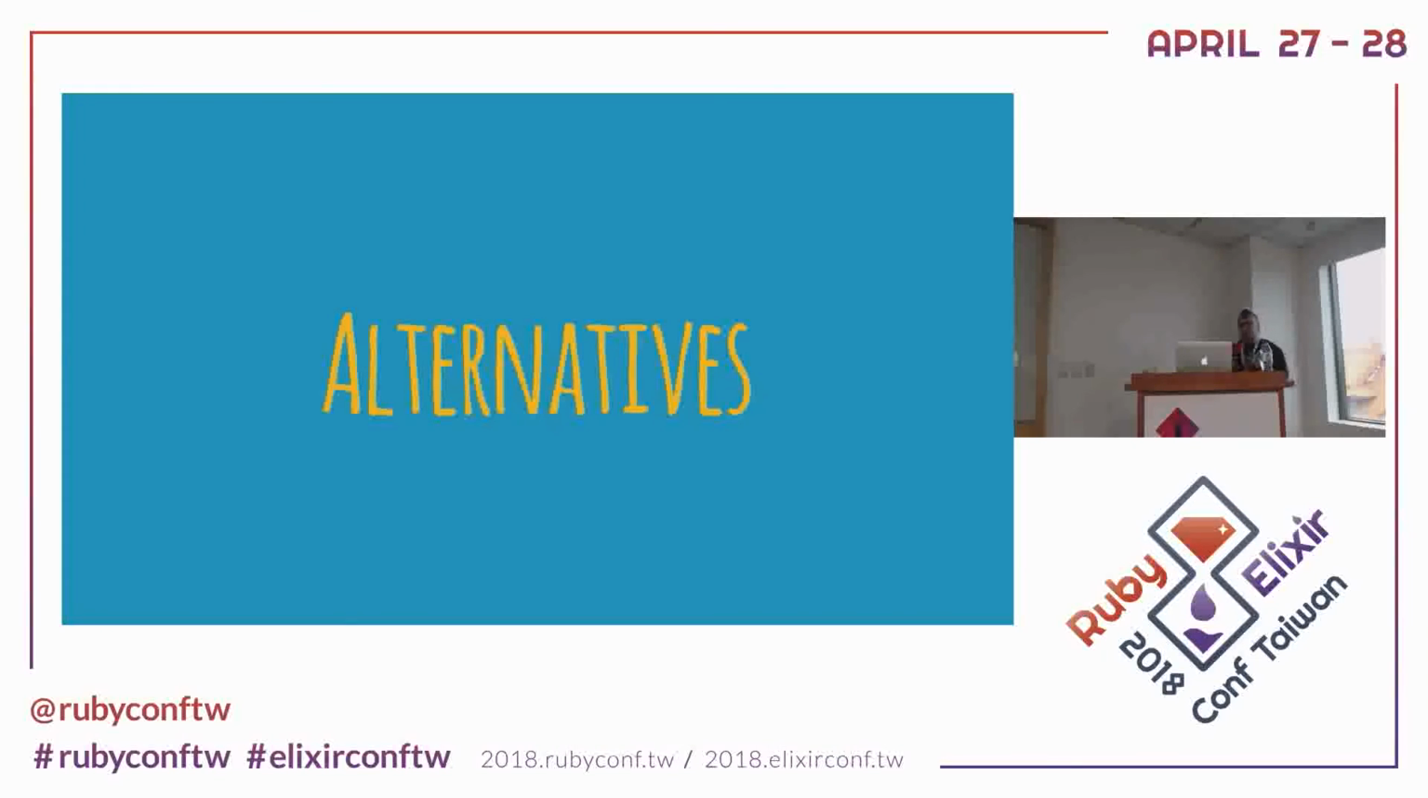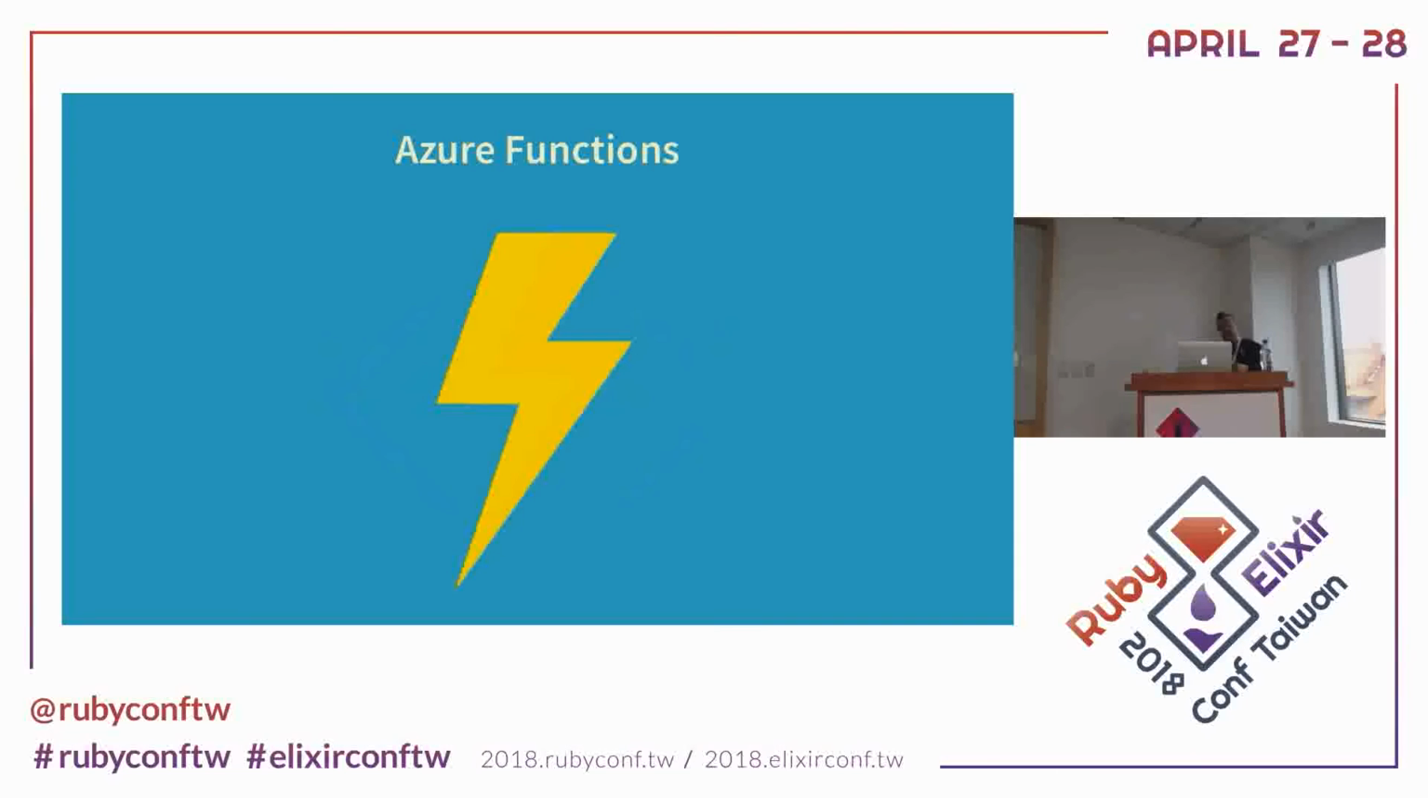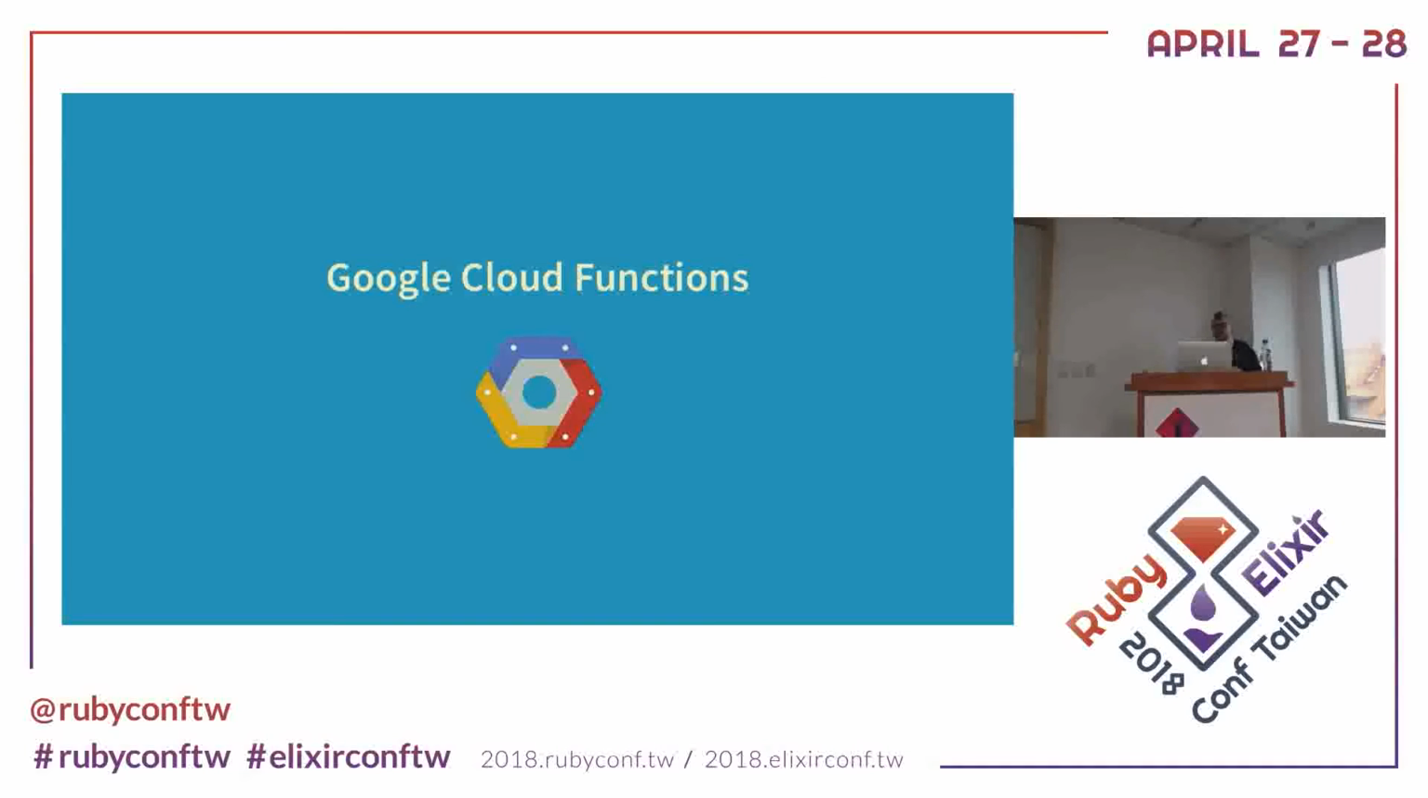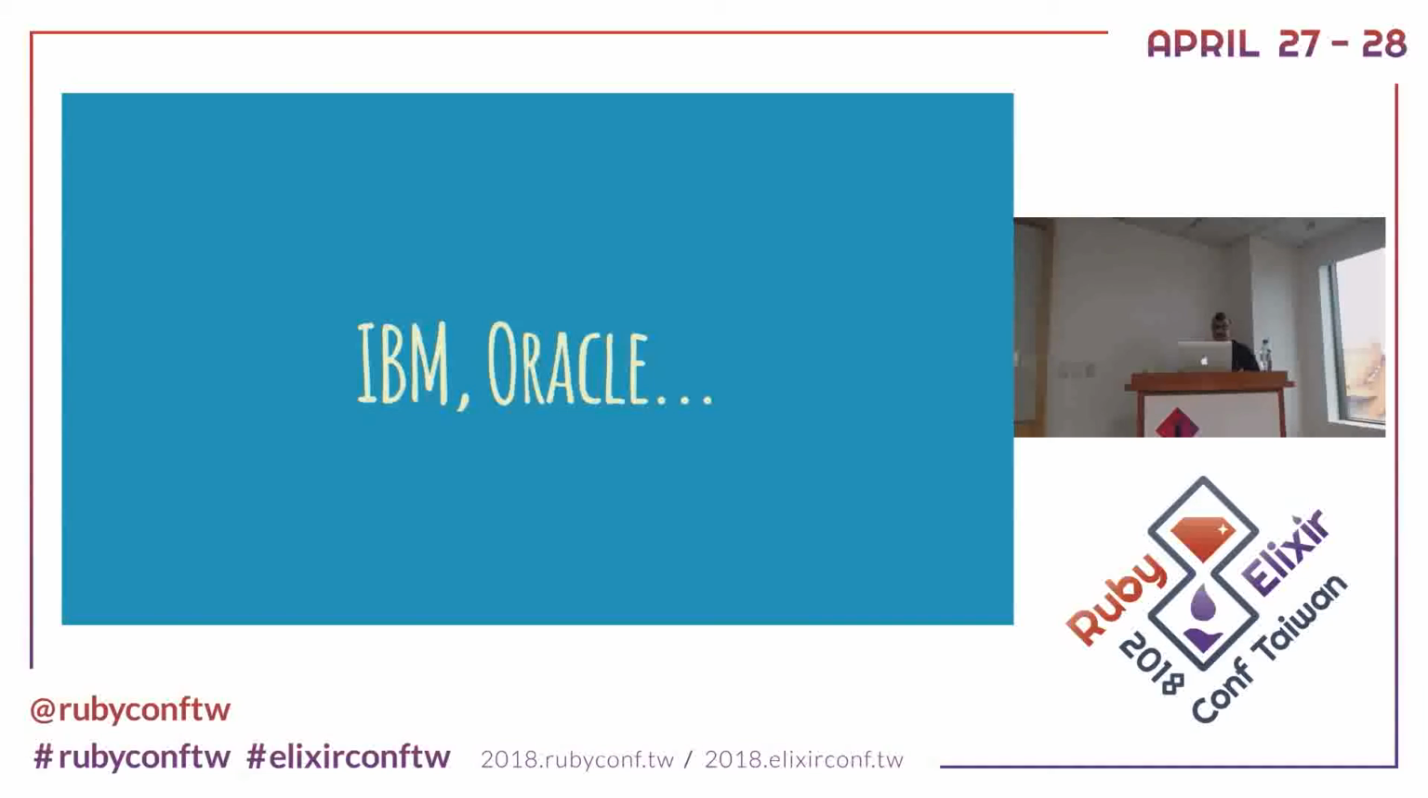So I talked a lot about Lambda, but Microsoft's got Azure Functions that has similar language support. However, not that many integrations as Lambda has. And then you've got Google Cloud Functions, which only supports Node.js for now and is currently in beta. And then IBM and Oracle and a lot of these vendors are actually getting into the serverless area, which is pretty cool. However, none of them currently support Ruby.